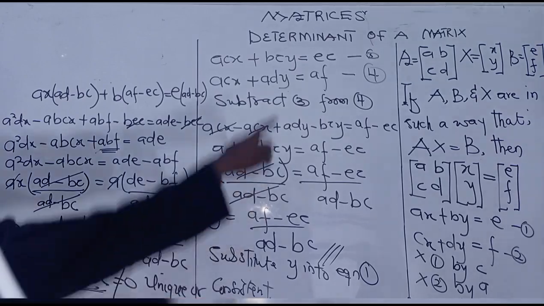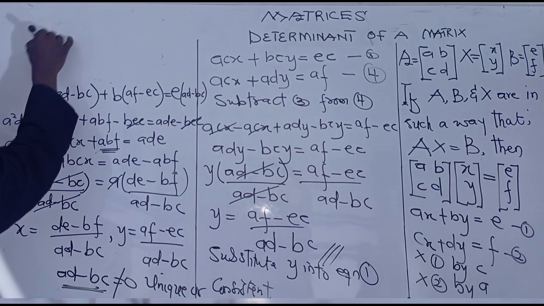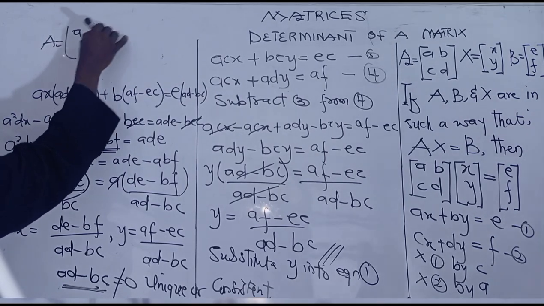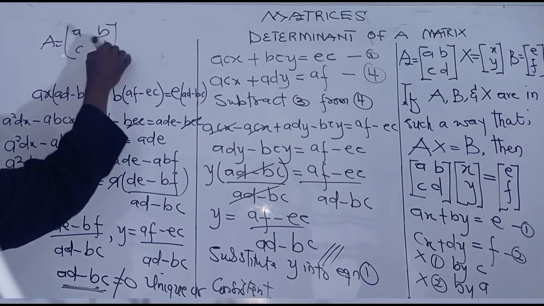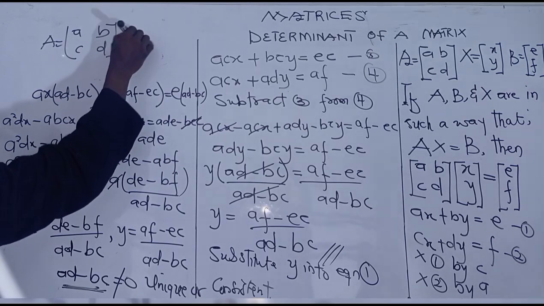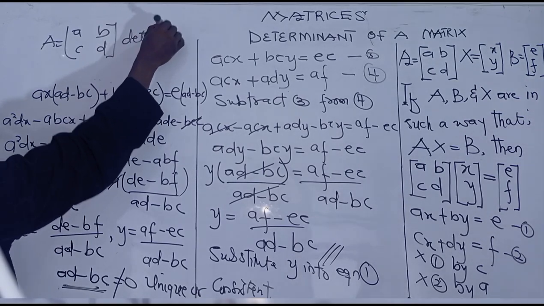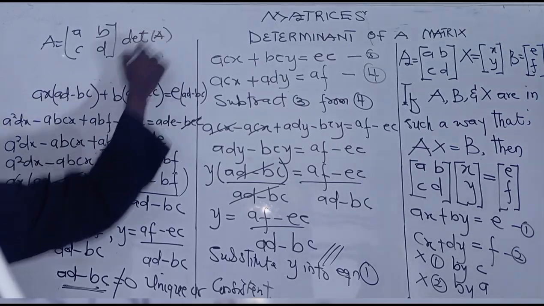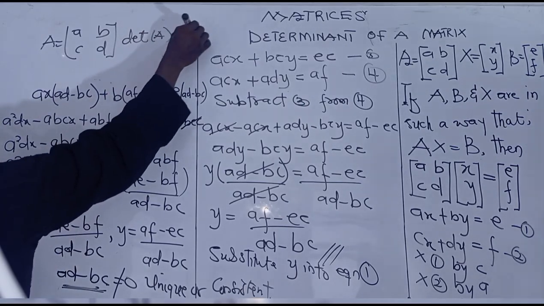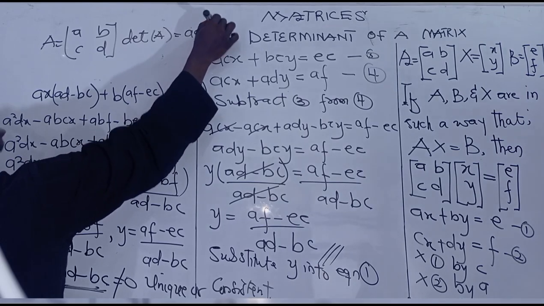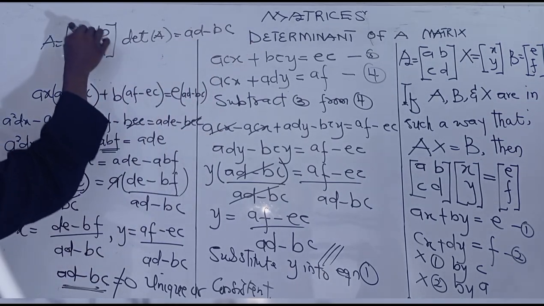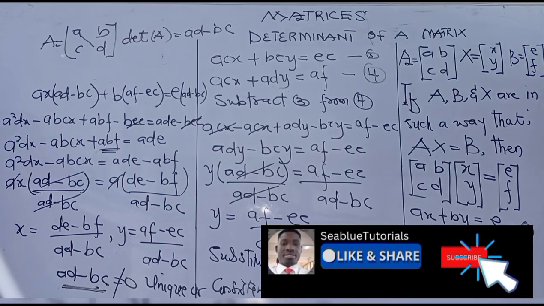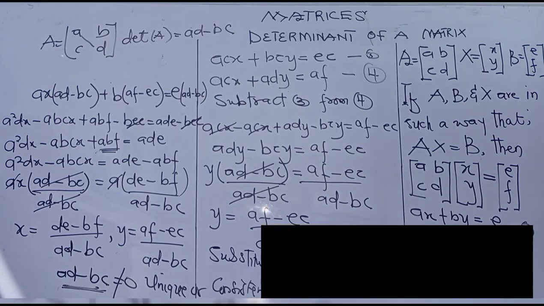The matrix that we use is matrix A with the entries A, B, C, and D. Then the determinant of matrix A is going to be AD minus BC. And this is how we find the determinant of a matrix.